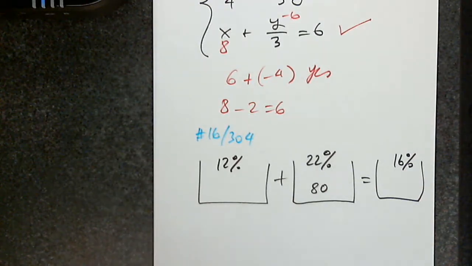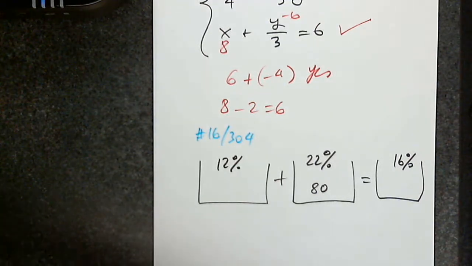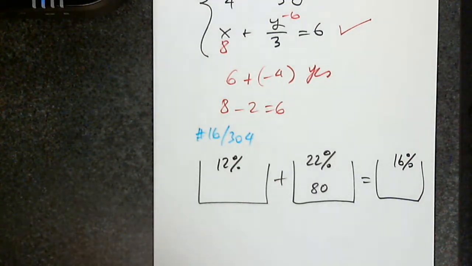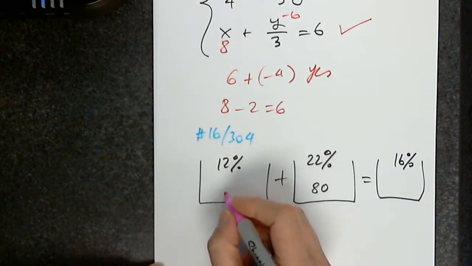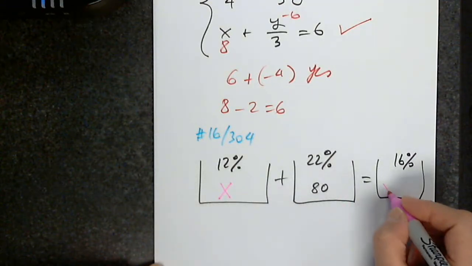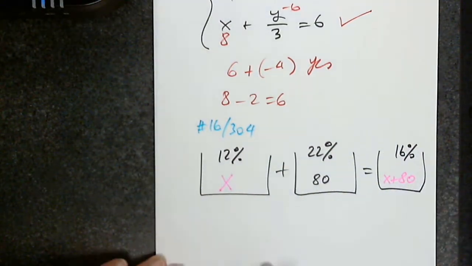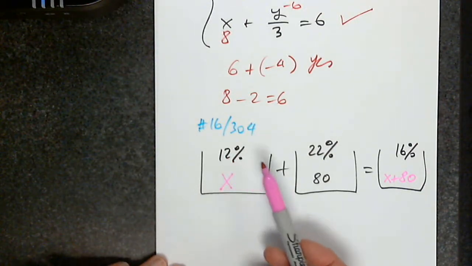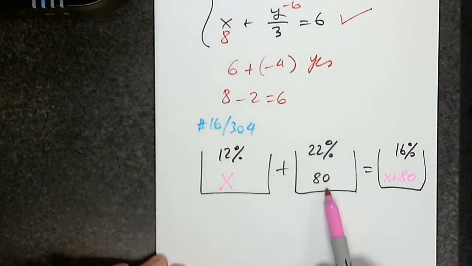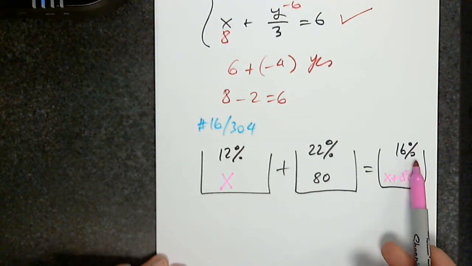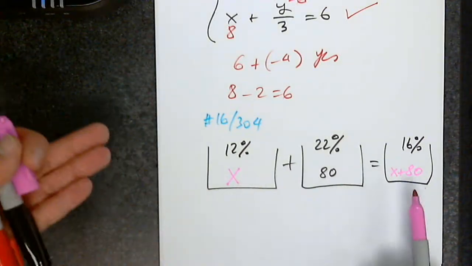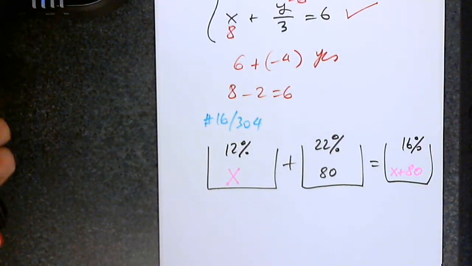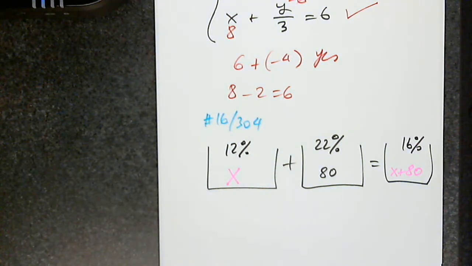Ready? Well, how many variables do we have here? Unfortunately, although this is a problem in this chapter and section, there is only one variable, because this must be x plus 80, right? So how many cubic centimeters of 12% should I add to this, which is 22% at 80 cubic centimeters, to get a 16%? And when I add x to 80, it has to be x plus 80. So I will only have, in this case, one equation.